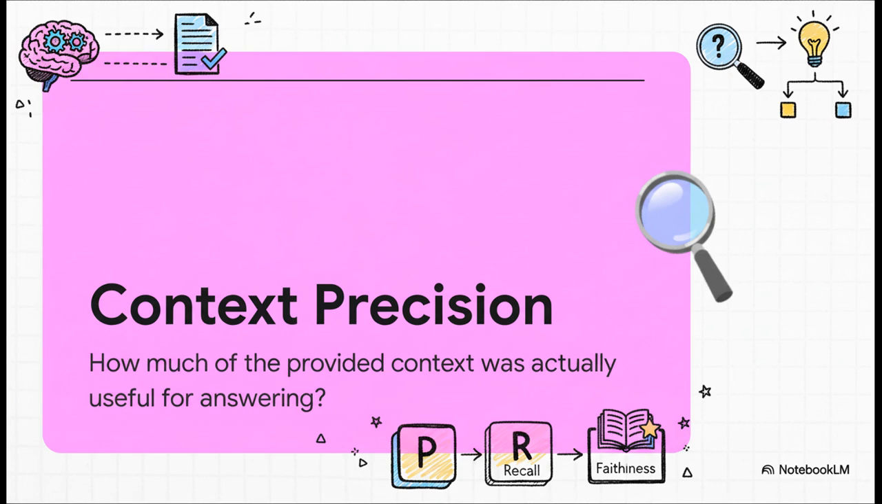Now this one is a bit more subtle, but so important. Context precision. It looks at all the stuff the retriever handed to the generator and asks, how much of this was signal and how much was just noise? If you send a ton of irrelevant text along with one good snippet, your context precision score will be low. It helps you figure out if your retriever is being too noisy.